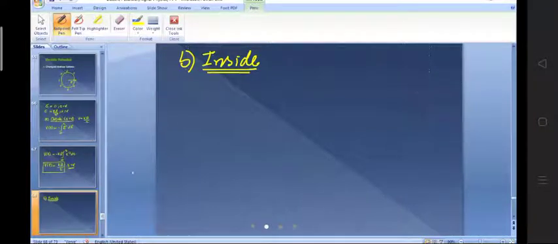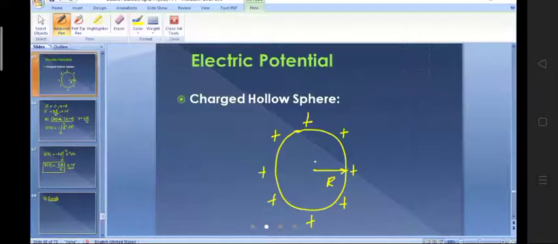So let's calculate the electrostatic potential inside. Inside implies that somewhere here you are supposed to calculate. This one point is point P, and at point P you will have to calculate the electrostatic potential. Physically, what we have done is this: we have taken a test charge of 1 coulomb from infinity to this point, and then calculated the work done by me. The work done by me will be stored as the electrostatic potential energy of the test charge, which is equal to 1 coulomb. That's how we define the electrostatic potential at the point P.